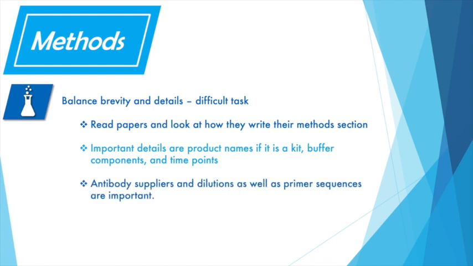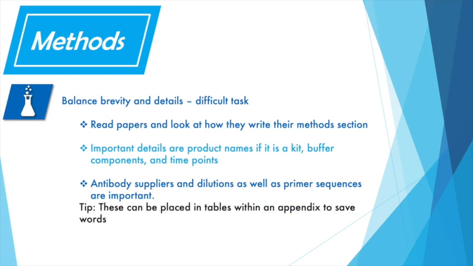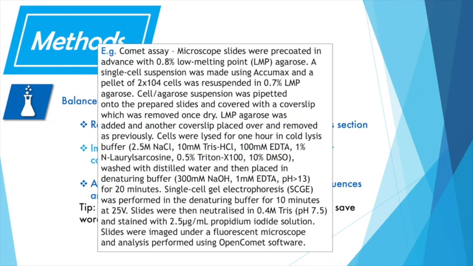For Western blotting and immunostaining, some important details are the antibody supplier, catalogue number, dilution, and whether they were raised in mouse or rabbit or any other animal. And for PCR or transfections, mention the primer and gRNA sequences. A top tip for saving words is to include this information in tables within an appendix. Just mention in the method section that it can be found in Appendix 1, for example.